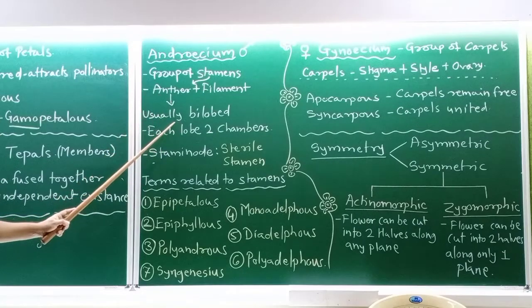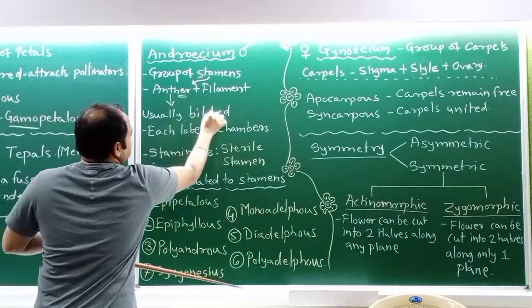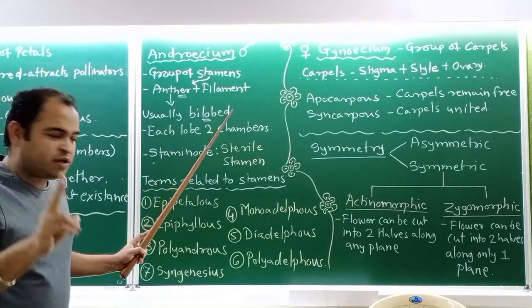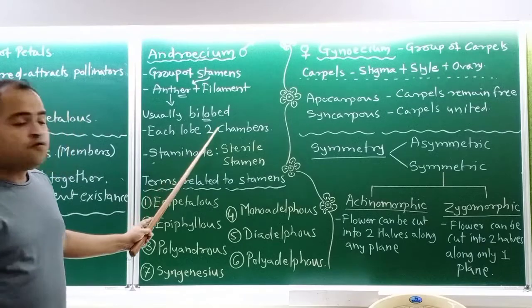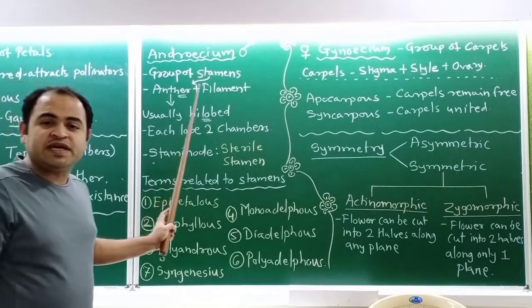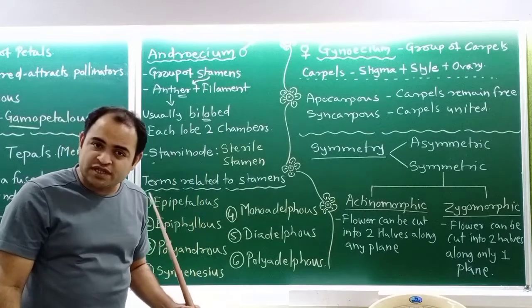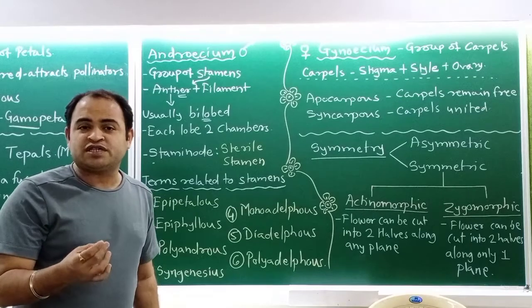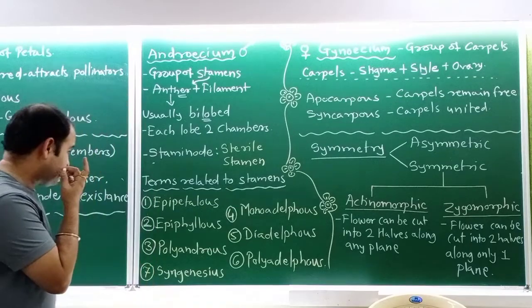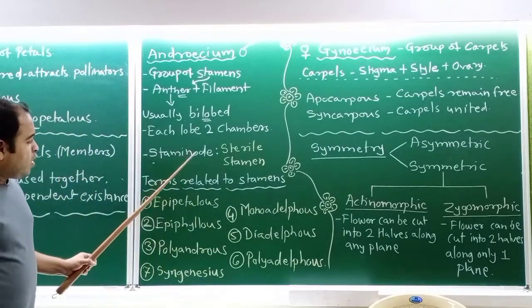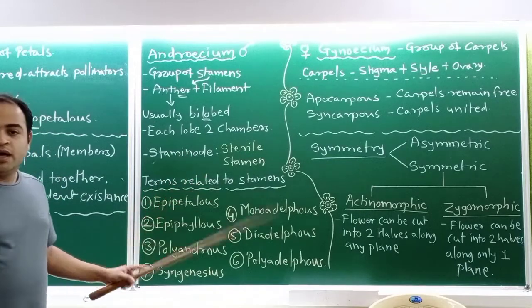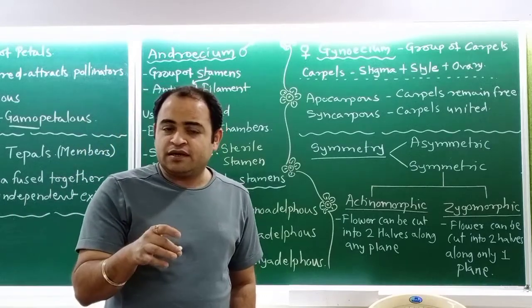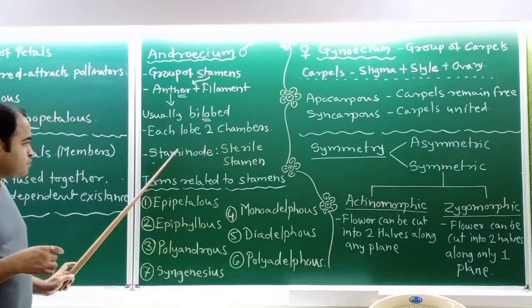Usually anthers are bilobed. Each lobe has 2 chambers, so a total of 4 chambers are present, and these chambers contain microspore mother cells, which under meiosis produce microspores, that is pollen grains. One more term you need to remember: a stamen, if it is fertile, then it's okay. If it is sterile, it is called a staminode.